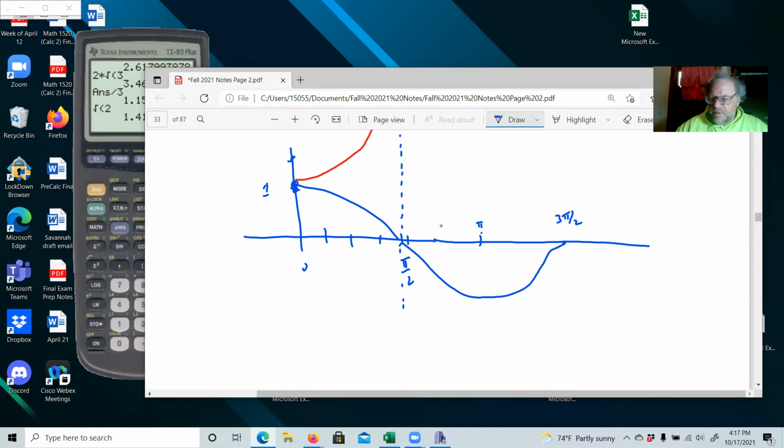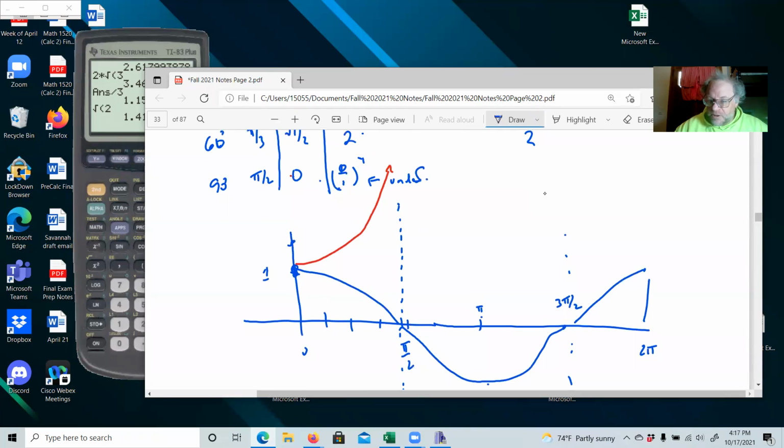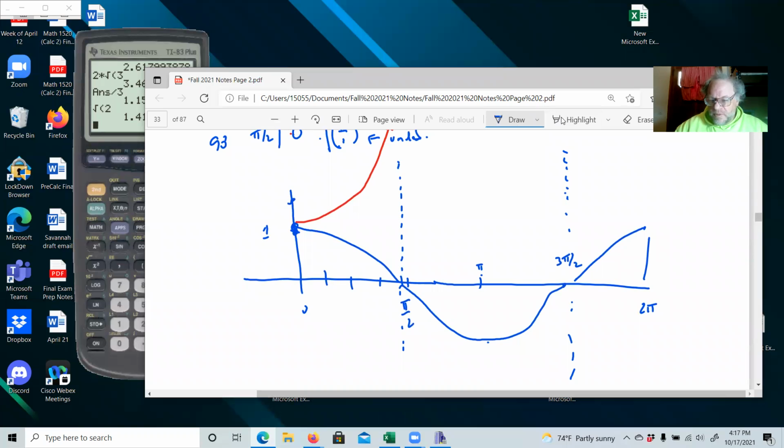So we have pi and then 3 pi over 2. Okay, and then we're going to crawl back up to 1 when we get to 2 pi. Okay, so just like where pi over 2 is an asymptote, this guy here, 3 pi over 2, this is also an asymptote. Okay, and we've drawn in our cosine, drawing in our secant.